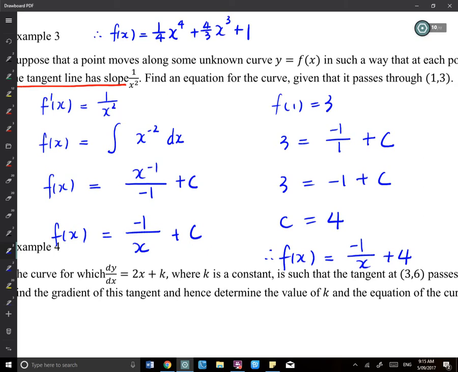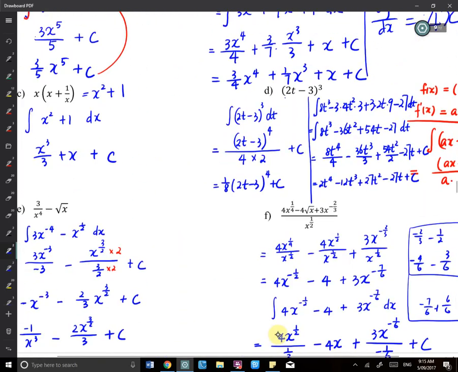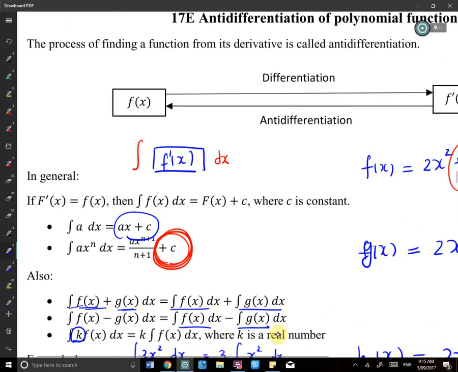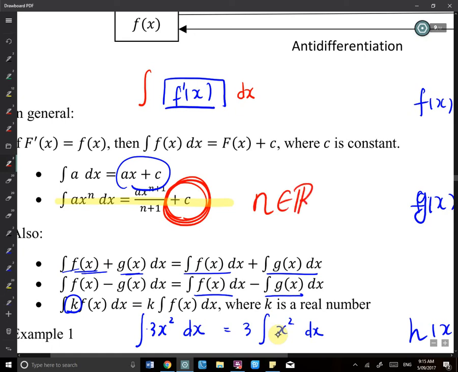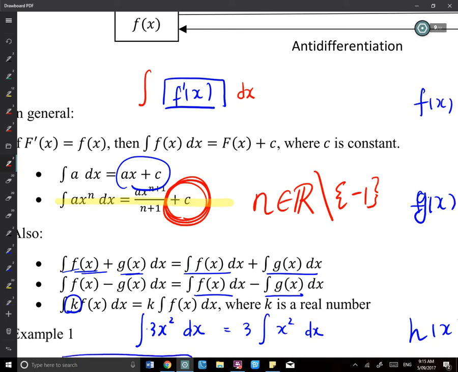There is a restriction. Just go up. For this formula here, there's a restriction. n can belong to any real value, but except negative 1. You can't have negative 1. Why can't you have negative 1? Because when it is negative 1, it's not a polynomial function. It's actually a logarithm graph. But we're not talking about that yet.